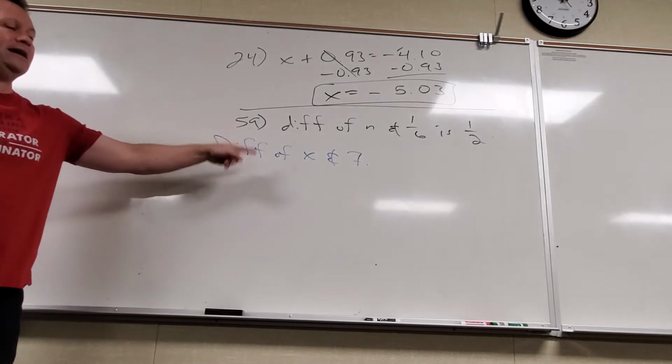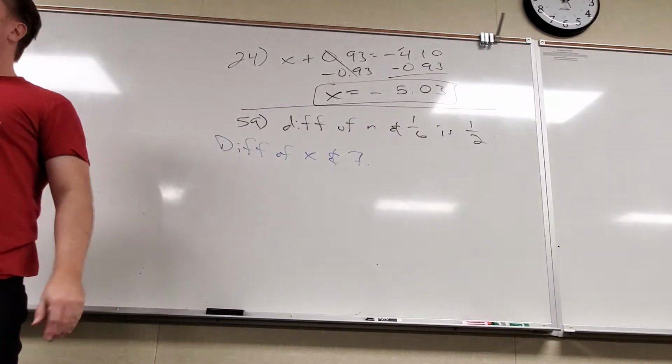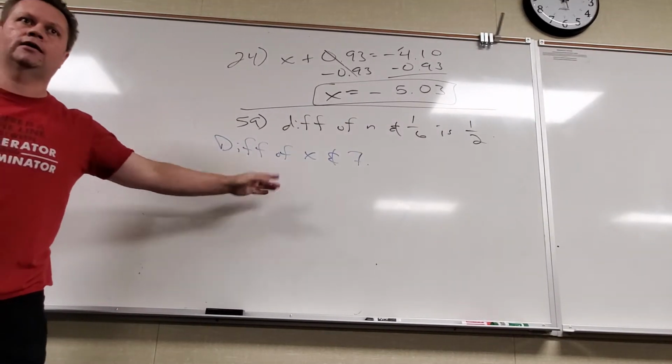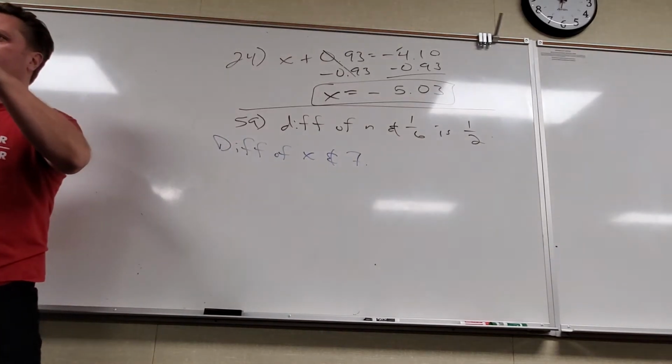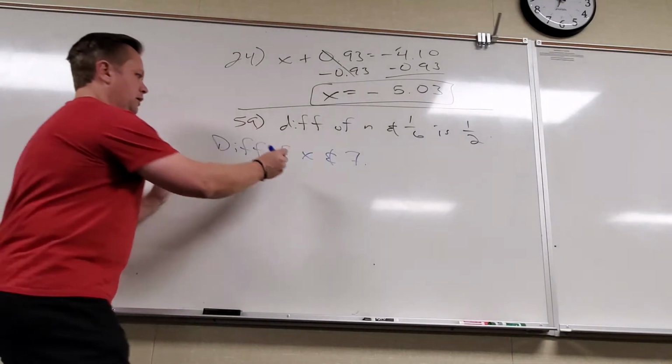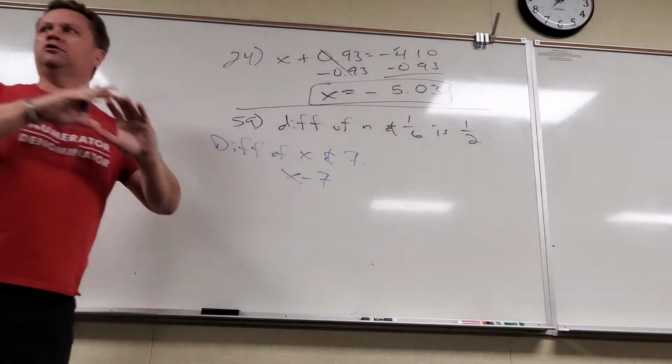So what's the difference of x and 7? I'm not saying give me a number. I'm just saying translate that. I don't know what the difference of x and 7 is, but I can write it in math-ish. So that would be x minus 7. I'm not asking you to do more than that.